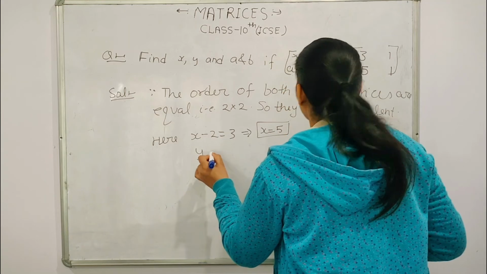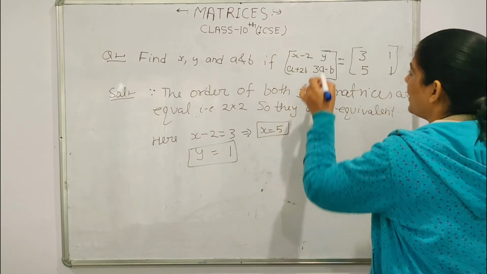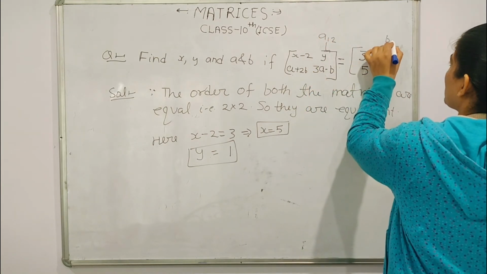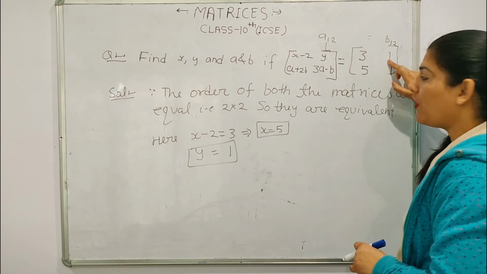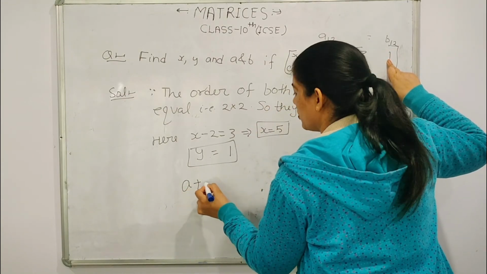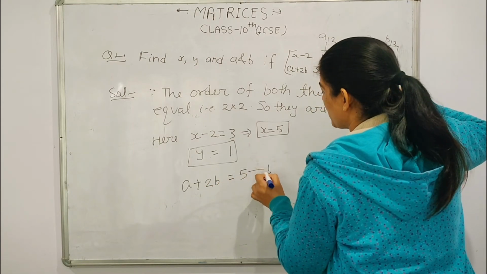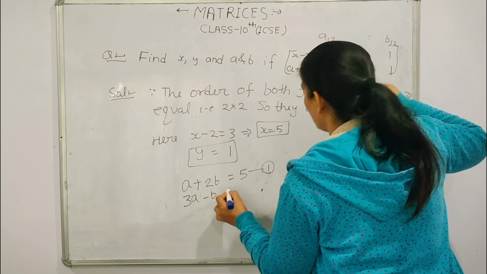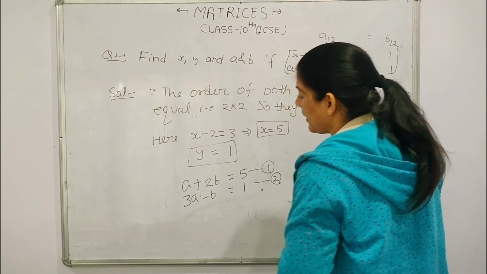And y is equal to 1. As you can see here, A12, and suppose this matrix is B, so you can write it as B12. So those are equal. So it gives you y is equal to 1. And from here, A plus 2B is equal to 5. Suppose this is equation 1. And 3A minus B is equal to 1. So you have to find the value of A and B.